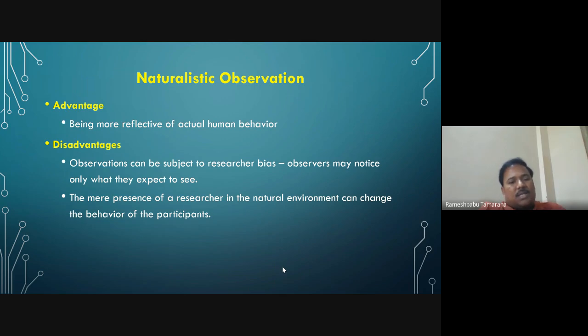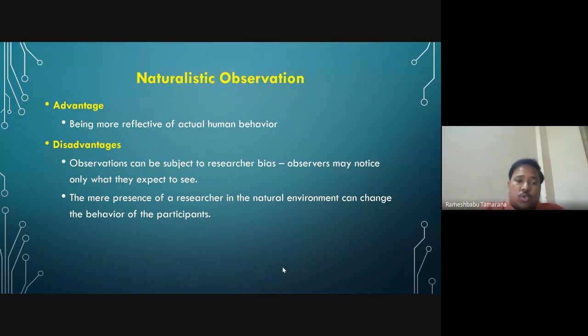But one of the disadvantages is that observations can be subject to researcher bias. Say, for example, if I'm being biased, like I just want to see certain things, whatever I want, I see the things I wanted to see, right? This is what observers may notice: only what they expect to see, not an objective way of looking at things.